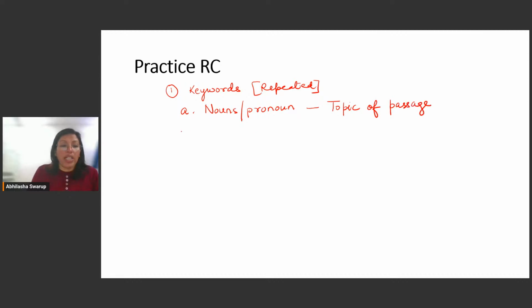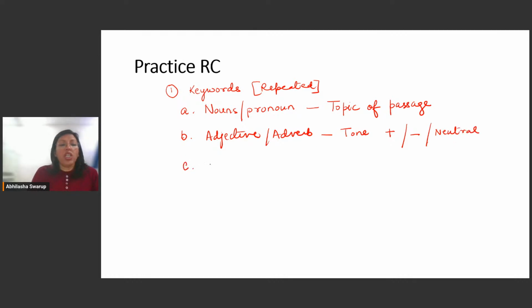Number two, the second type of keyword that you look for is adjectives and adverbs, descriptive words. Why are we looking for them? Because you want to see what the tone of the author is. Is he being positive about an idea? Is he being negative? Is he neutral? What is he saying? So you look for that.